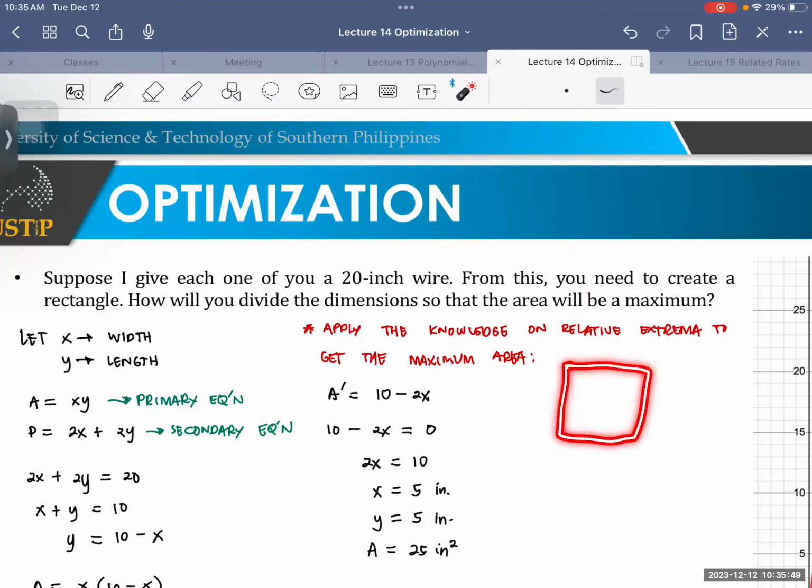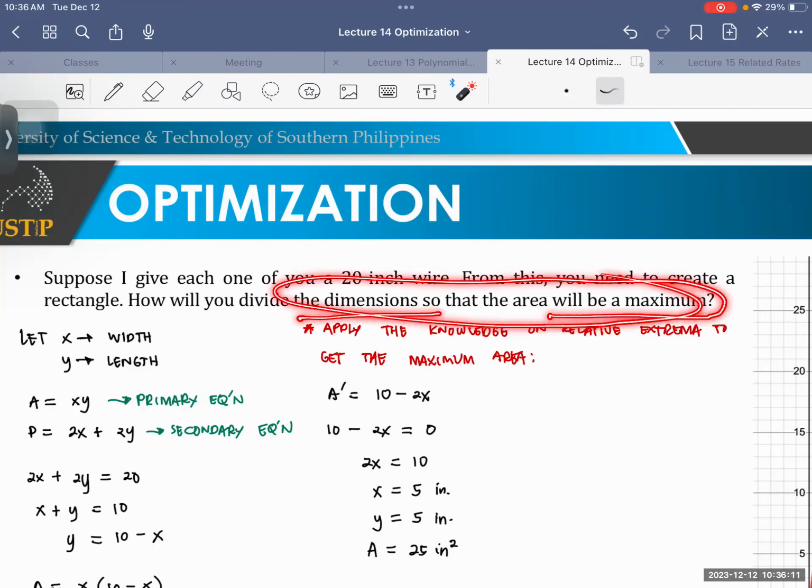So, kung 20 inches na, of course, 20 inches is the length sa imong wire. So, kung imo na siyang rectangle, that is the perimeter of your rectangle. Okay? Now, the problem now is, unsaon nimo pag-divide ang dimension so that the area will be maximum. Okay? Now, there are so many ways to create a rectangle from this 20-inch wire, di ba? Pwede ka mag-create o unsa man.